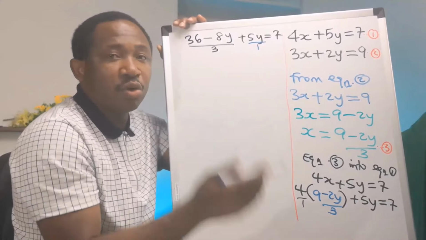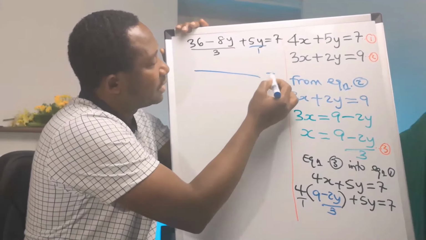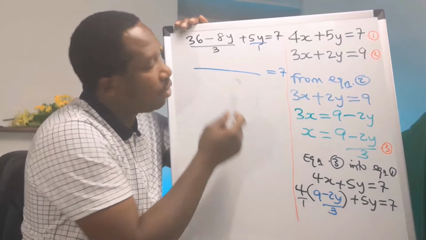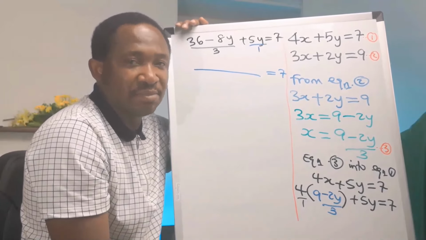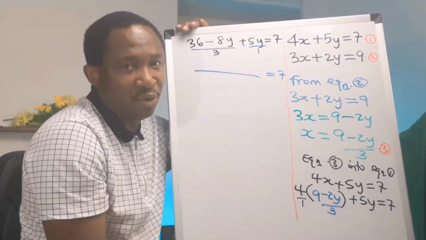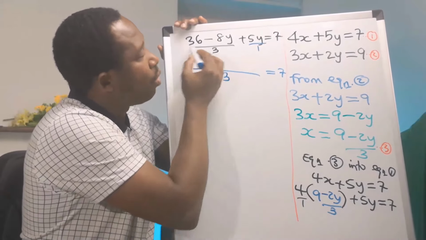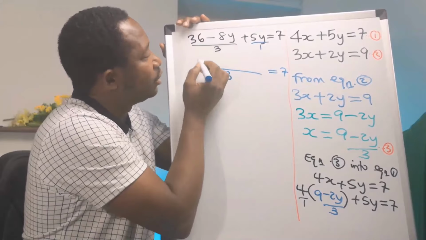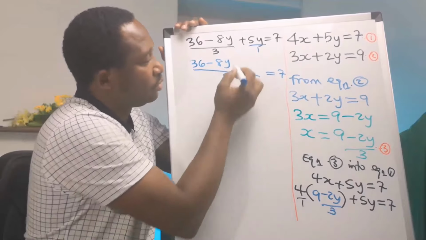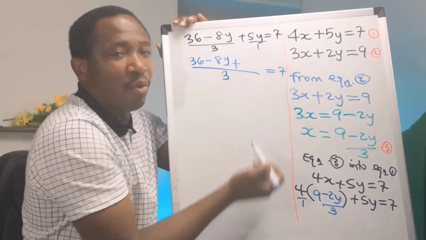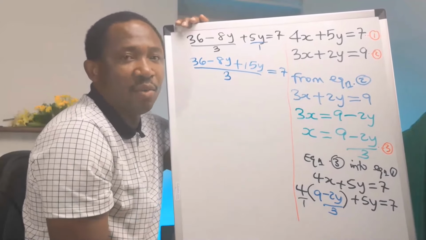Next, we're going to consider the lowest common multiple. I will draw a line. On the other side is 7. What can go into 3 and 1 without generating a decimal number? Which is the lowest number? It is 3. 3 divided by 3 is 1. 1 multiplies everything at the top, it will return 36 minus 8y, plus 3 divided by 1 is 3. 3 times 5 is 15, and there we have y.